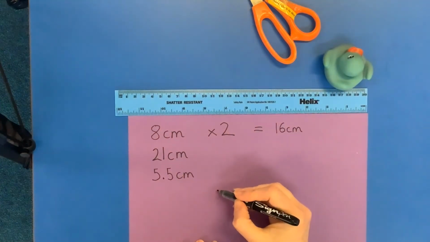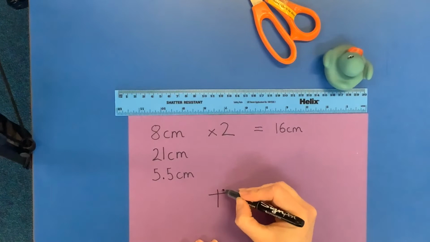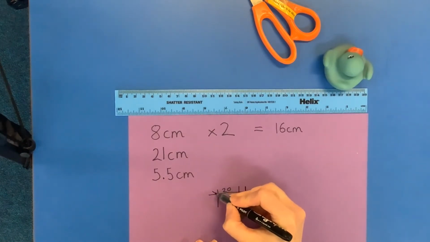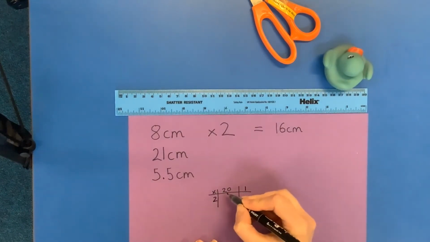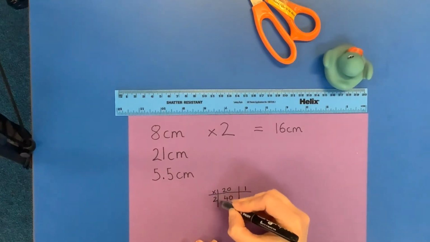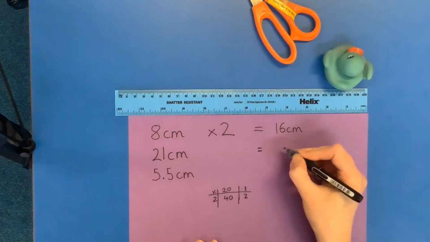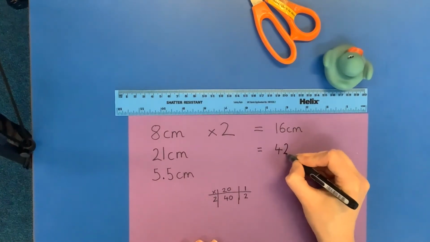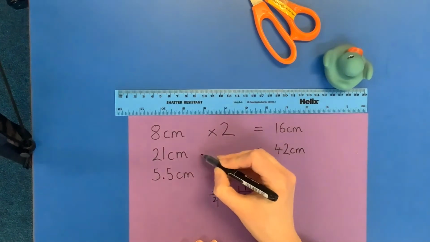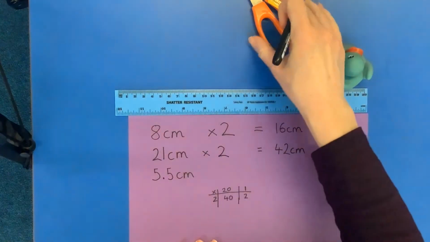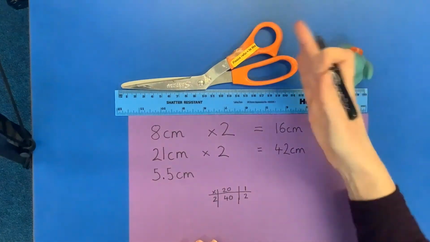Maybe we're going to need to do our number grid, our multiplication grid. So I'm going to split 21 into 20 and 1. I'm going to times that by 2. Now, 20 times 2 is 40. 1 times 2 is 2. Add them together and the answer is going to be 42 centimetres. So the giant scissors would be 42 centimetres long, which would actually be much longer than my ruler.